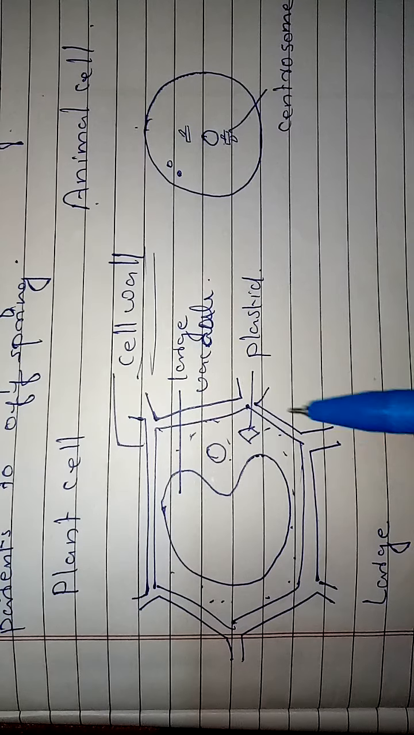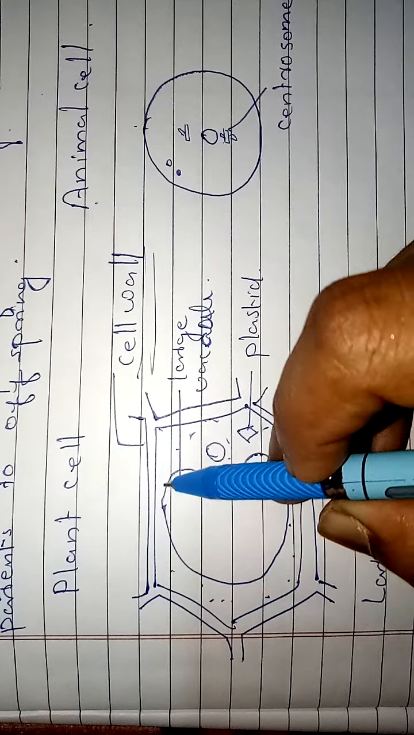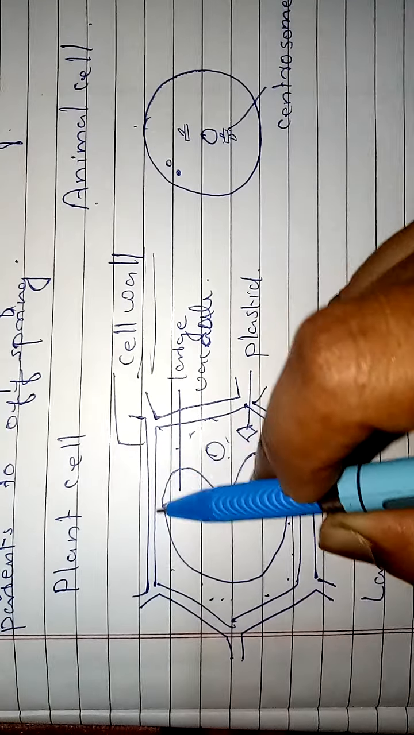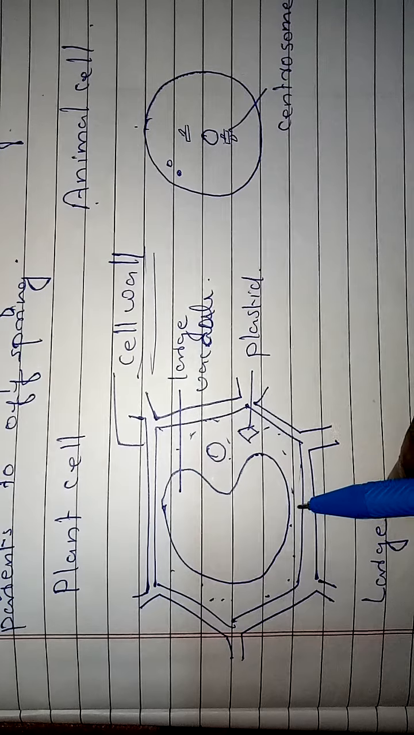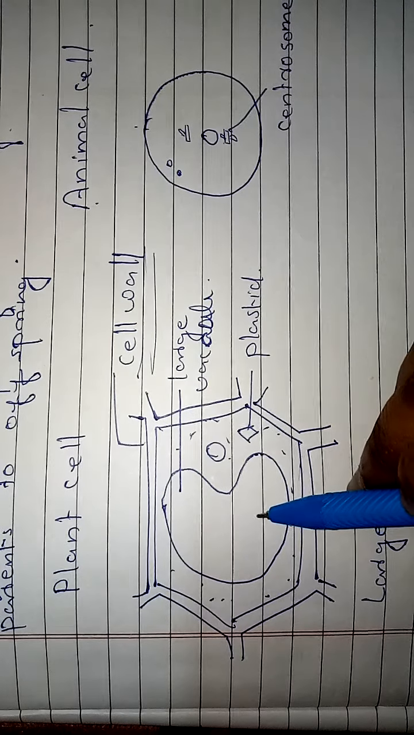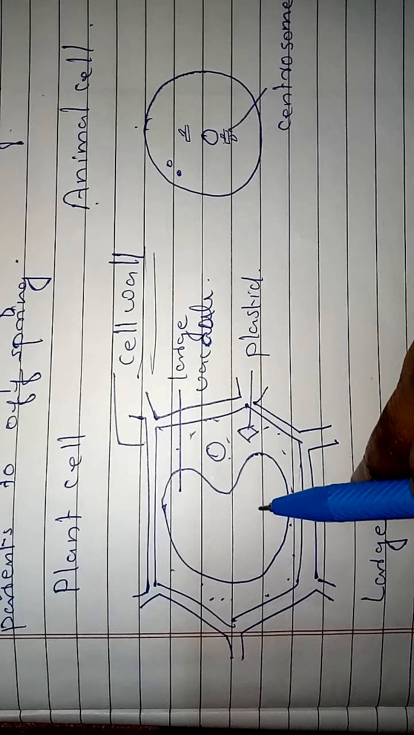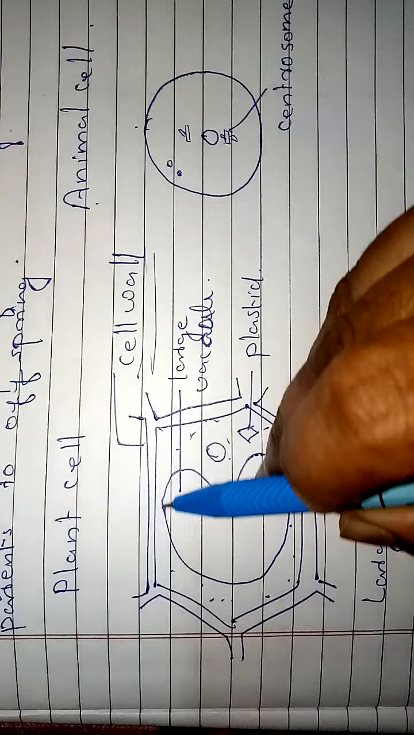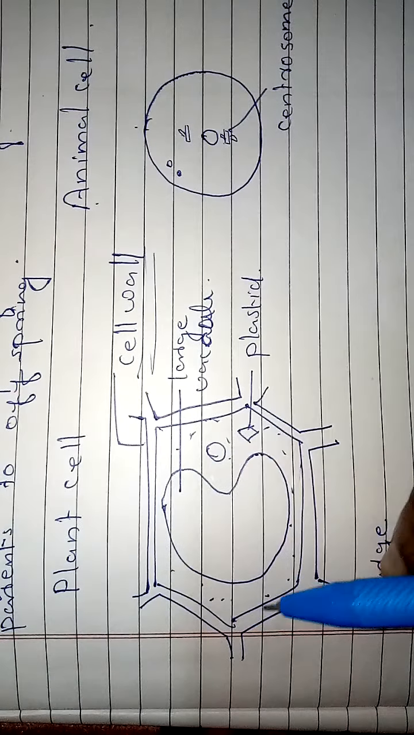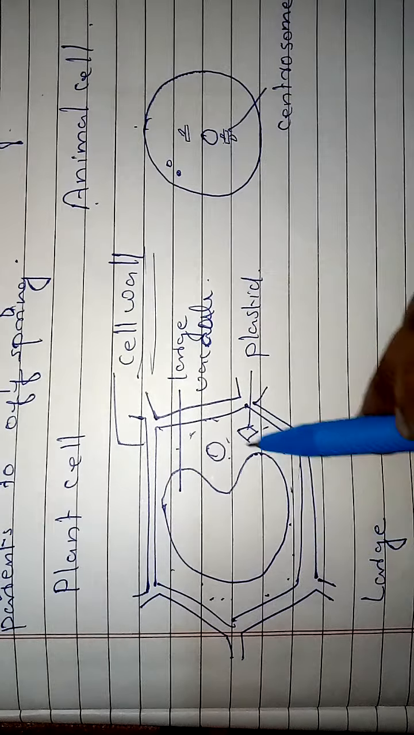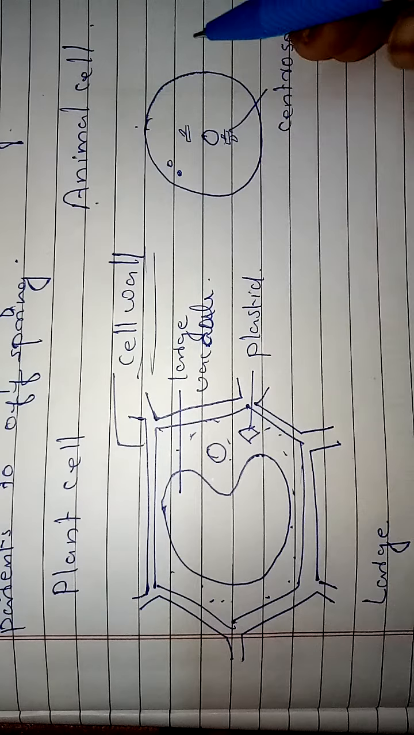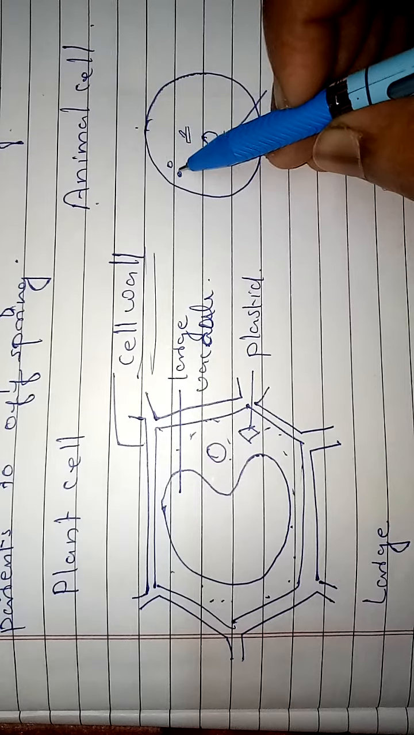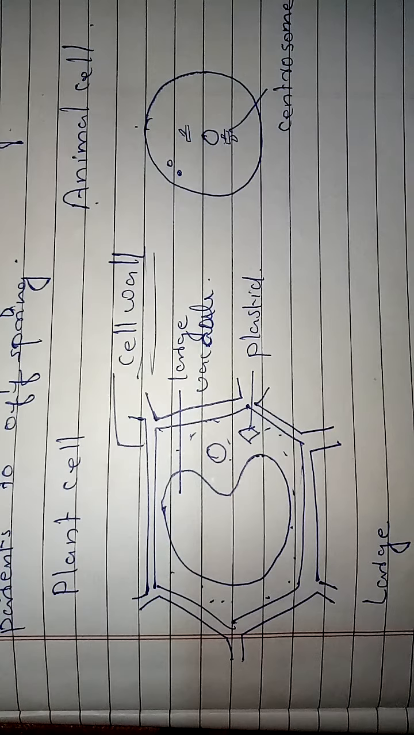In the case of the plant cell, you can see a large vacuole is present. The size of the vacuole is very large in a plant cell. It stores waste products, pigments, water and food inside the vacuole. So it has a larger vacuole than the animal cell. Some animal cells lack vacuoles, and if present, they are very small in size.